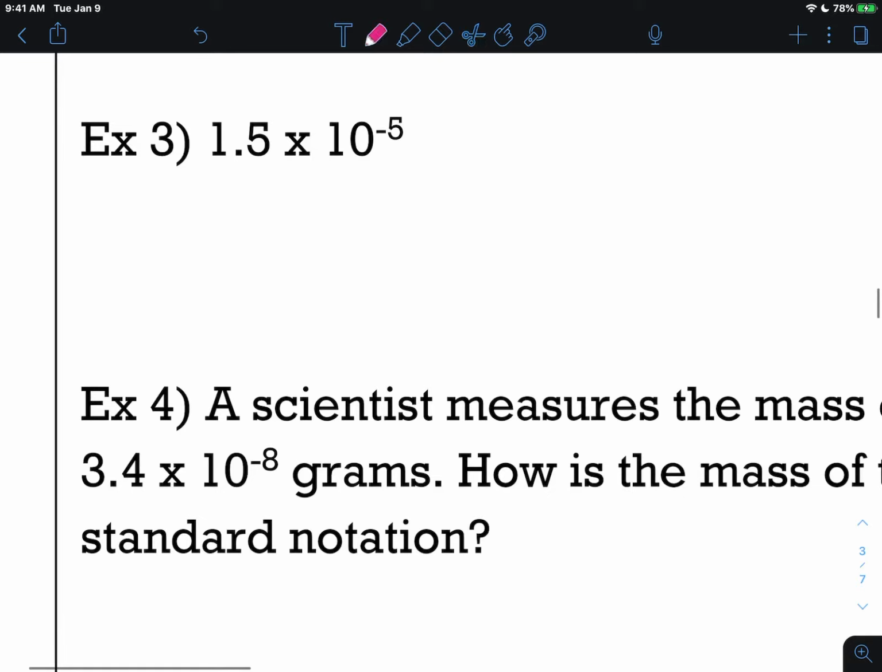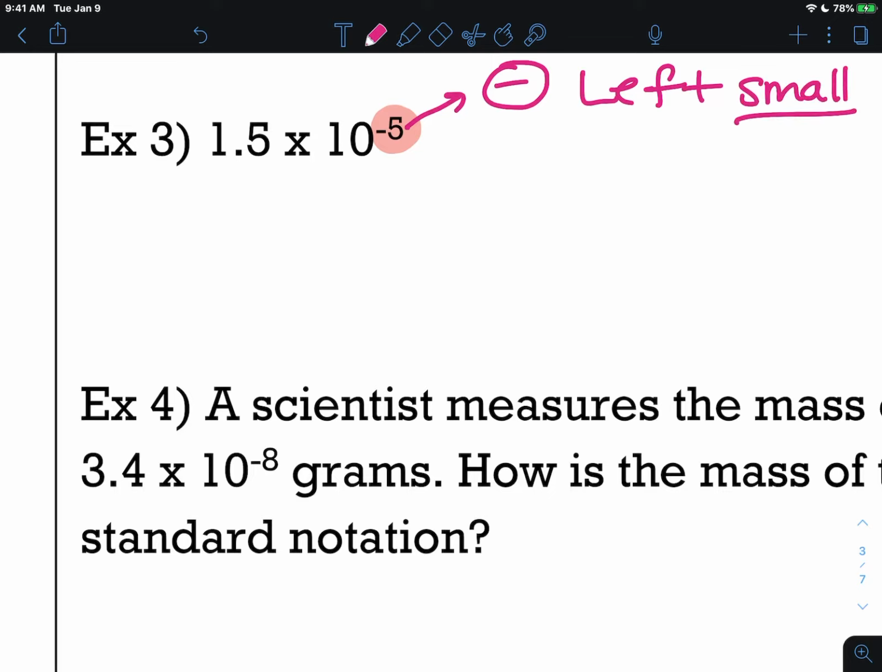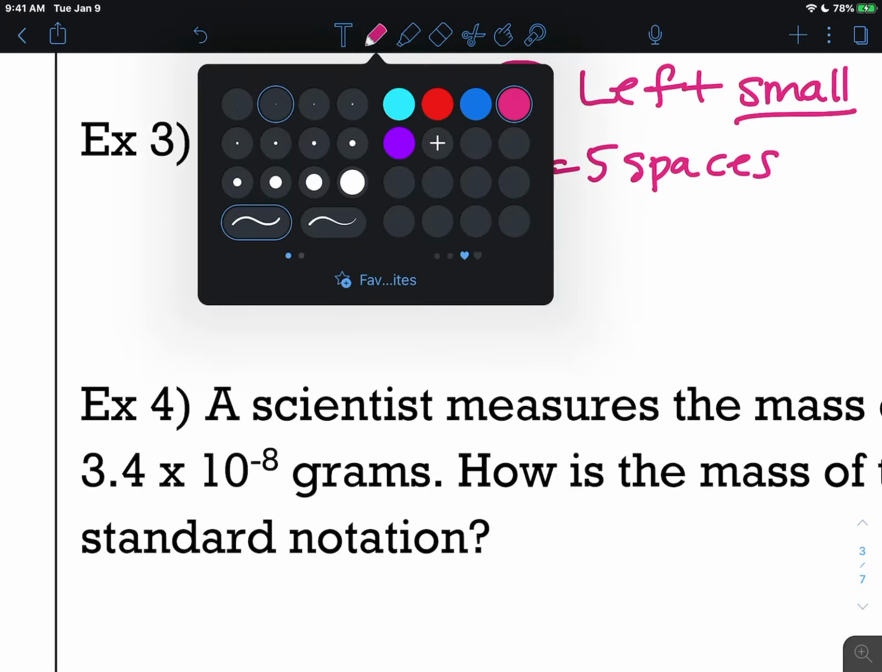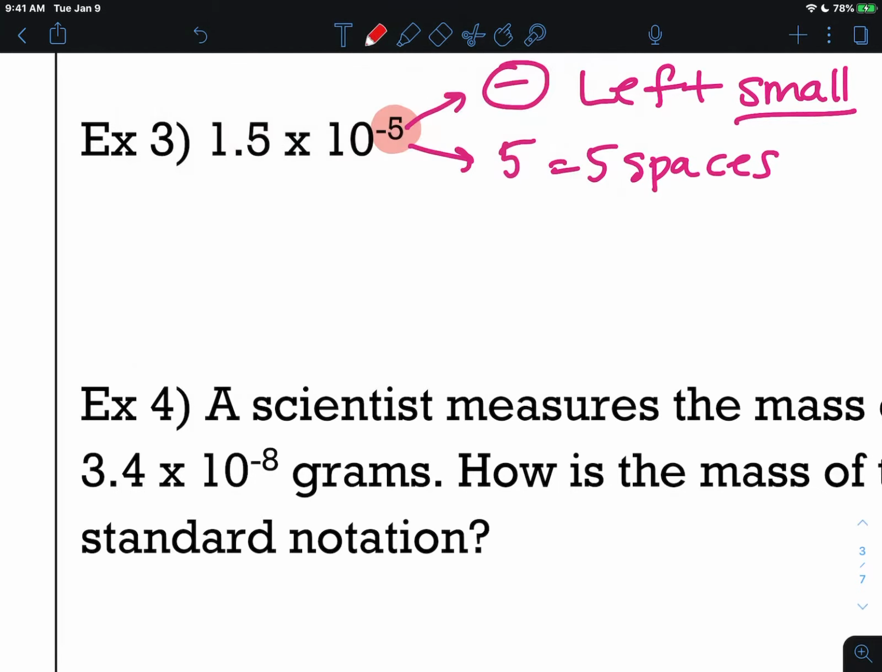All right, next one. 1.5 times 10 to the power of negative 5. Well, look at that. This one's negative. That means I go to the left, and it also means that it's a small number. The 5 means 5 spaces. So let me rewrite my number. I'm going to find my decimal, and I'm going to move 5 spaces left. 1, 2, 3, 4, 5.